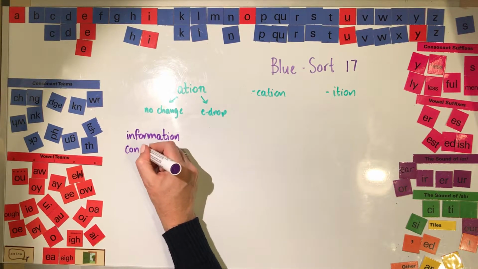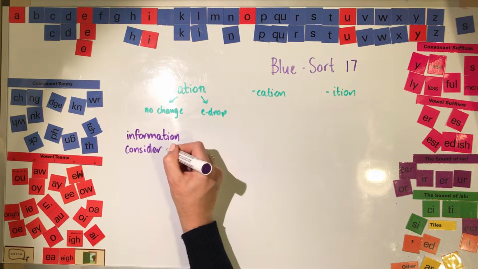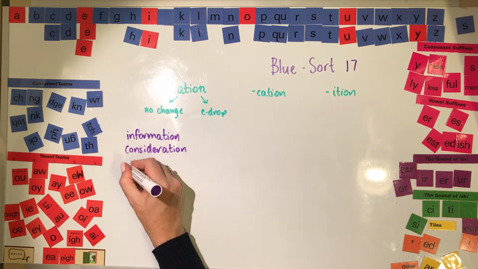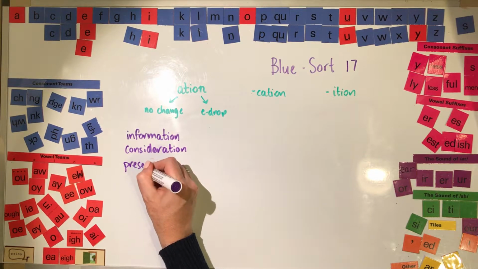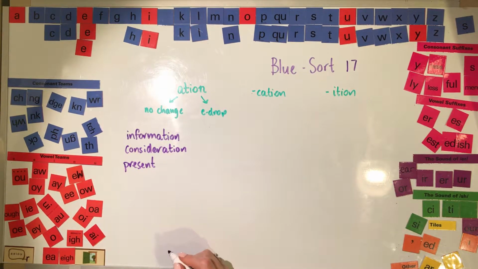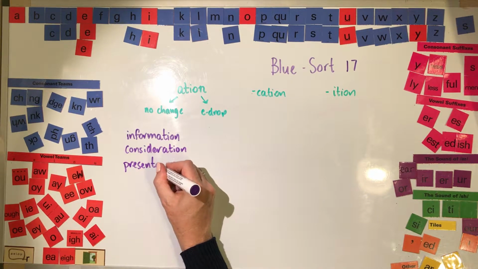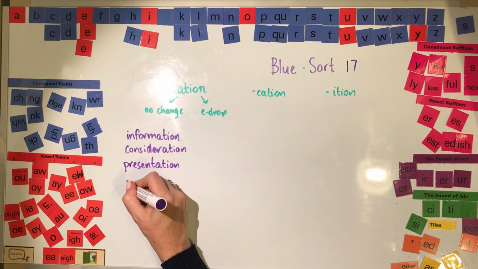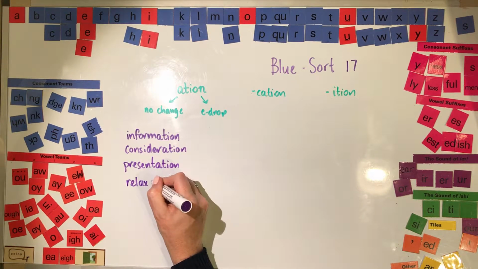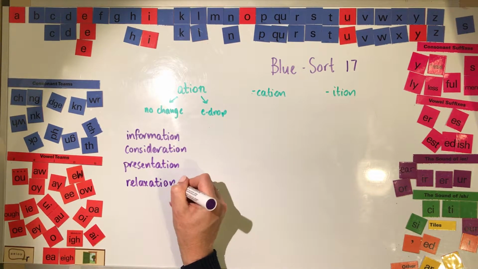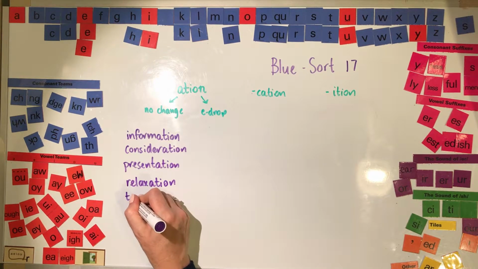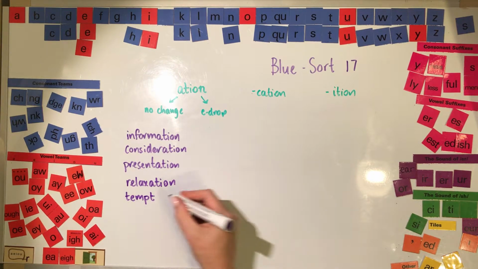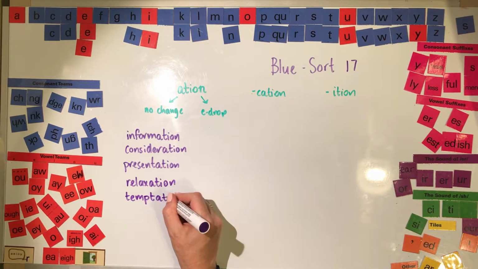Consider, ation. You have shown consideration. Present. Get up and present your work. That student did a presentation. Okay, so remember we're turning a verb into a noun. Relax, ation. Tempt. Don't tempt me. Oh, I've fallen into temptation.